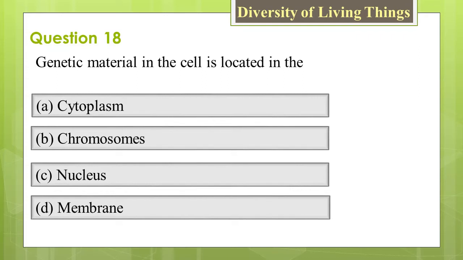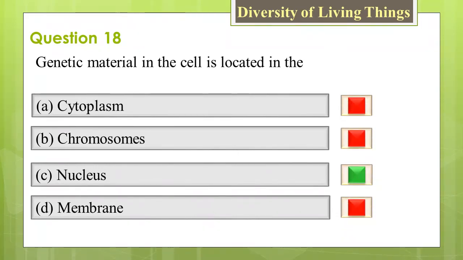Question 18. Genetic material in the cell is located in the A. Cytoplasm. B. Chromosomes. C. Nucleus. D. Membrane. Which of the following is the best alternative? The best alternative is C. Nucleus.